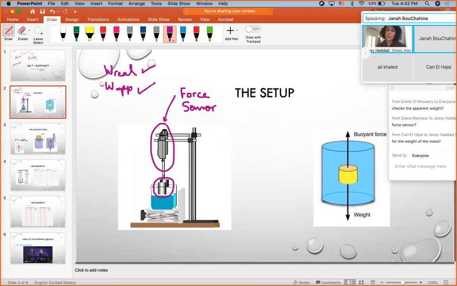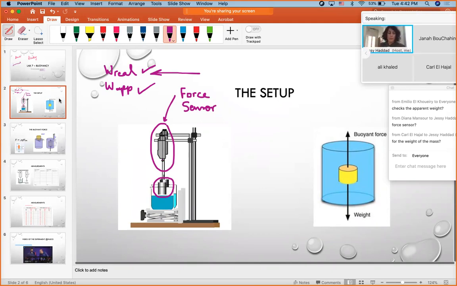The apparent weight is the weight that the object seems to have when it is in water. All right. Whereas the actual weight is its real weight outside of any fluids. Okay, so to measure the real weight, we make sure that the cylinder is outside the liquid, and whatever measurement the force sensor is giving me is going to be the real weight. And if the cylinder is inside the liquid, it's going to be the apparent weight.